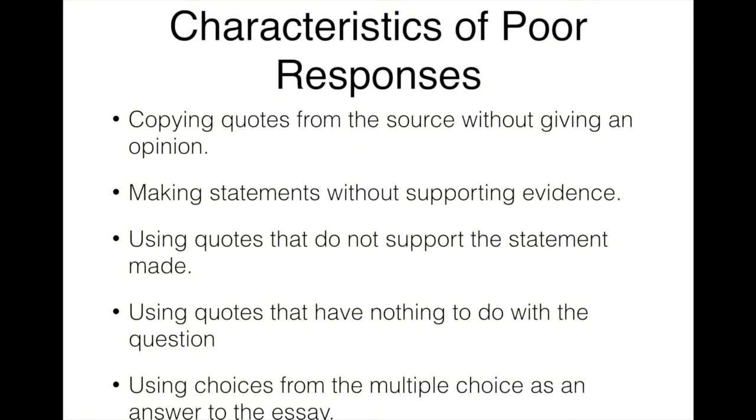So the characteristics of poor responses, going back to what these zeros and ones and twos answers are, these are the 5 things that the state of Louisiana says they saw in student responses this past year. And going back to the report for the previous year, we saw the same things. Number 1, they copied quotes from the source without giving an opinion. I see this in my classroom all the time, and I fight it very hard. Students will take a quote from a primary source, and they see it has to do with the question being asked, but they don't give any opinion.